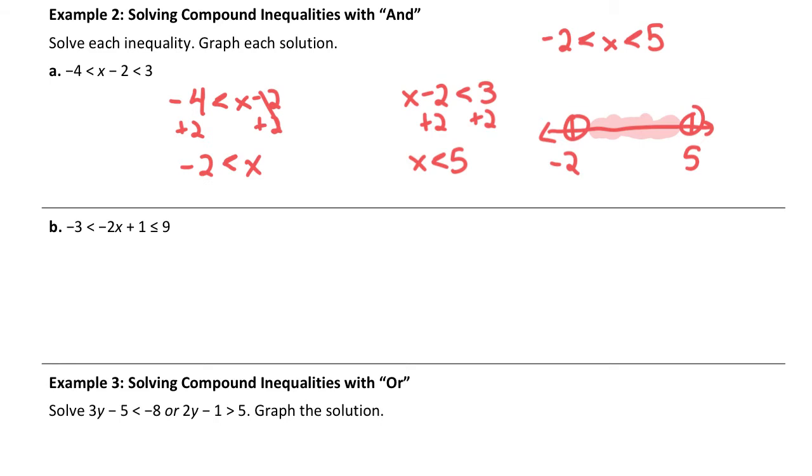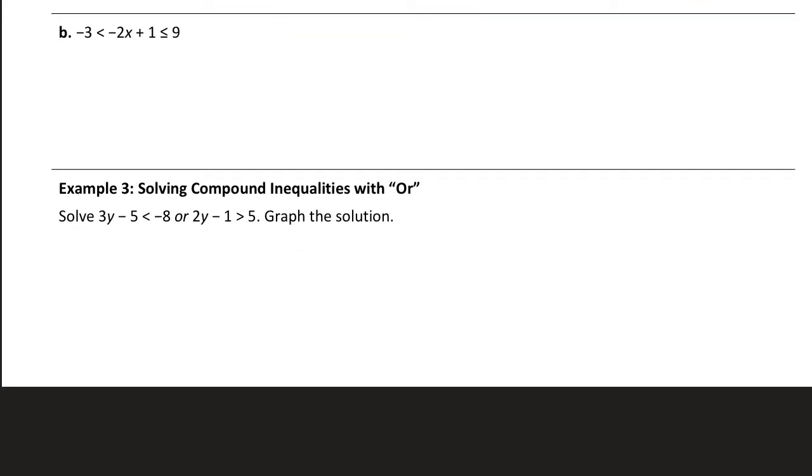So in this next part of the example, I'm going to write these as 2 separate inequalities. -3 is less than -2x plus 1, and then -2x plus 1 is less than or equal to 9. So I'm going to solve these separately and then put them back together. So first I would subtract 1. This is -4 is less than -2x.